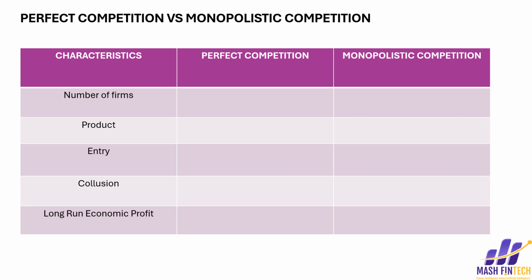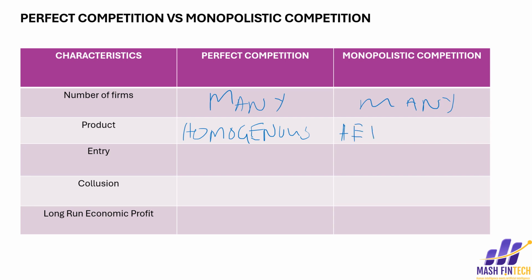You see, in this instance, the number of firms for both perfect competition and monopolistic competition, both of these are competitive. Number of firms in both markets, there are many. It's just here where the difference comes in, where for perfect competition, the products are exactly the same. They are homogeneous. And in monopolistic competition, the products are different. They are heterogeneous. Right. Entry in both markets is going to be free. There's free entry and exit in both markets.